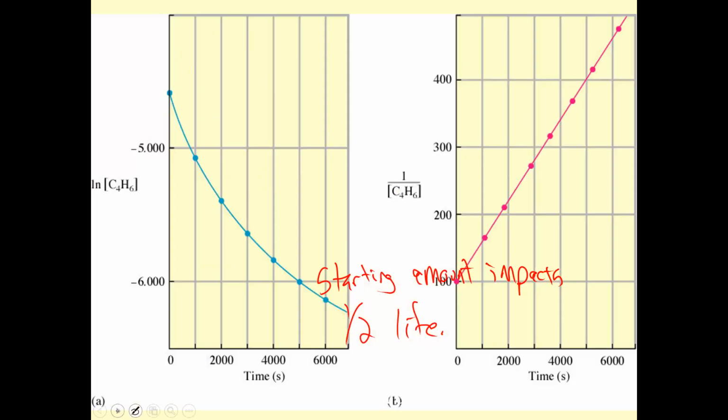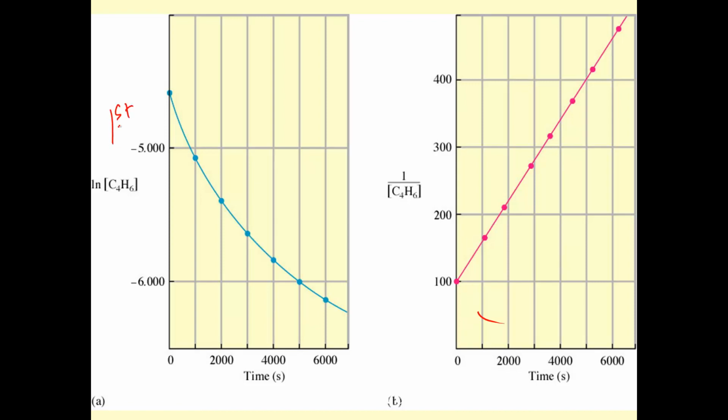There's the same graph we mentioned earlier. So these would be what the graphs would look like. ln of something, 1 over something. What order is this? Second order, because this is the first order check. This is the second order check. First order is ln A versus t. Second order is 1 over A versus t.